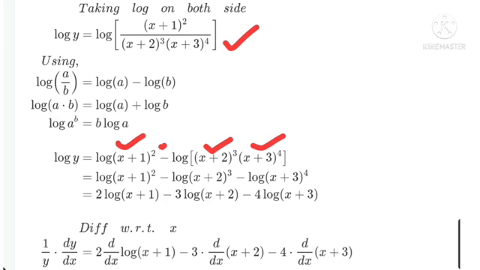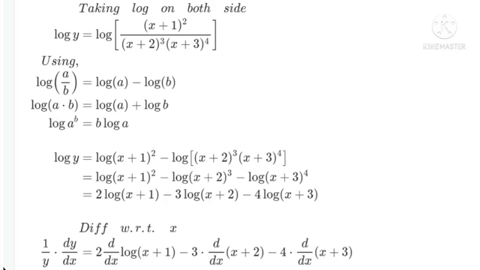Okay, now here again you use the formula. Here a product is there, so there is a plus sign. So minus, plus, minus is there. In the next step you use the formula here. Log m into n is equal to log m plus log n, and due to this minus sign, it becomes a minus sign.